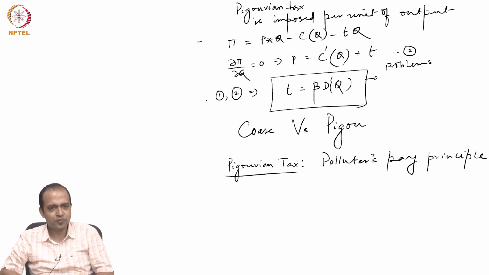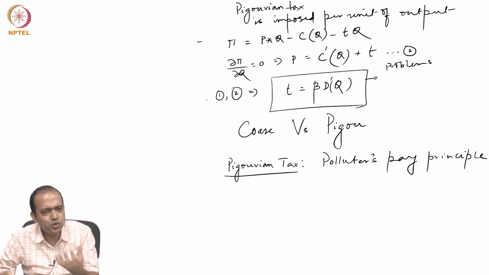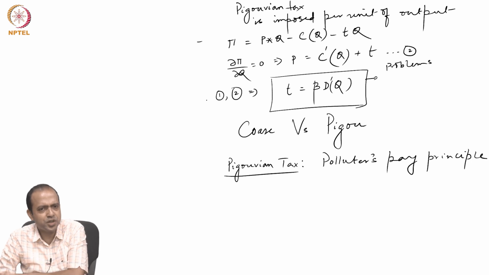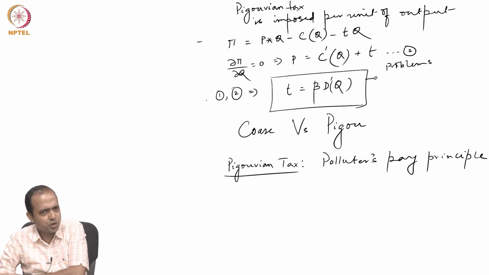What are those? First of all, identifying the people who are actually getting affected by this pollution is very difficult. Pollution travels through air, water, and so on and so forth. So, who is getting affected for what type of pollutant or pollution? It is very difficult.